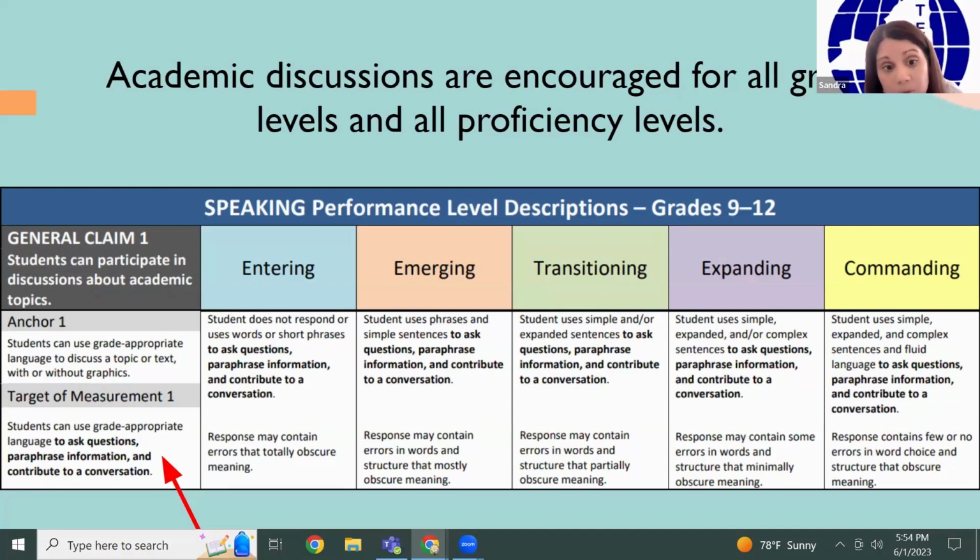And that's why these performance level descriptions are so important, because they tell us educators where we need to scaffold and intervene so that our students can be successful, whether it's in the literature circles or Socratic seminars. So we go to the next slide, Stephanie.